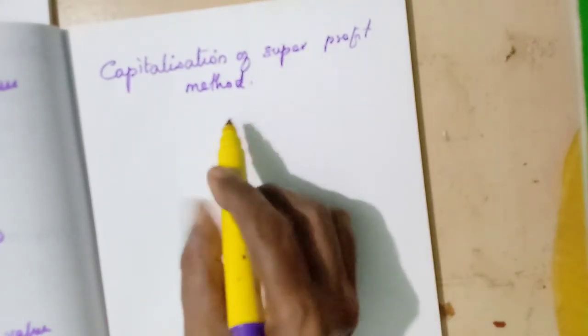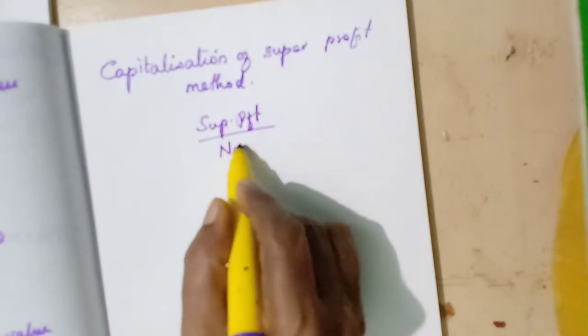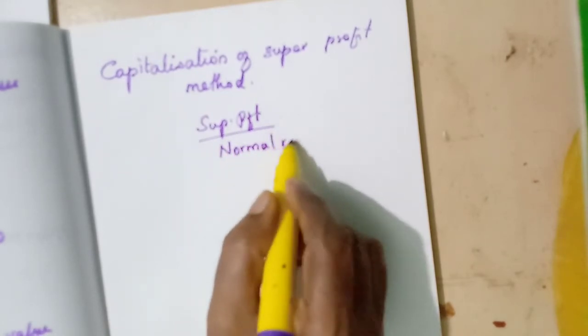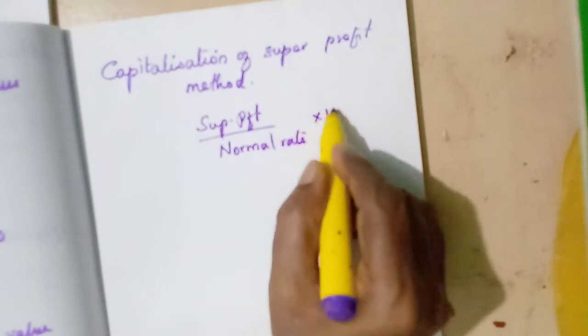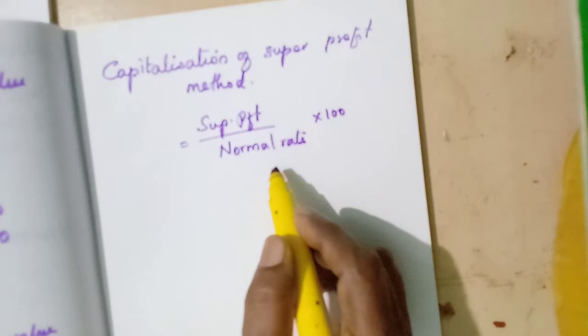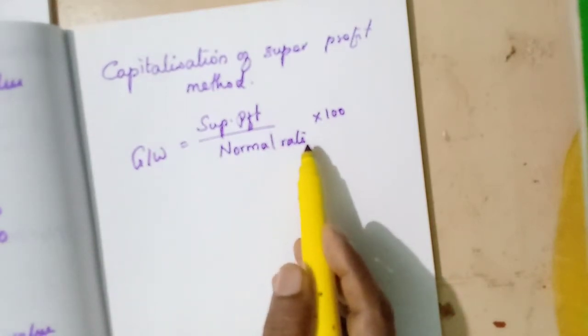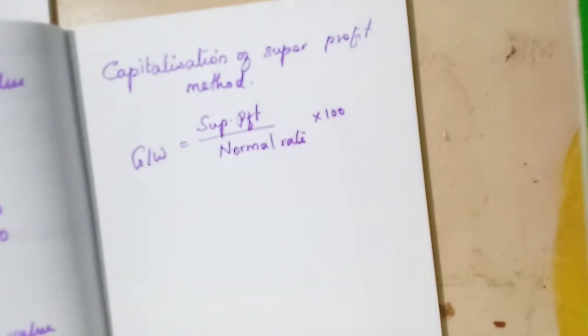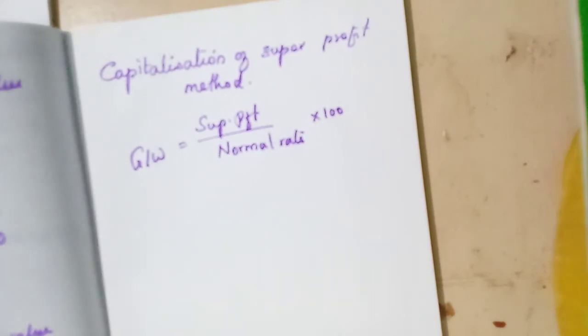Okay, super profit divided by normal rate of return into 100. We will get the capitalization of super profit. That is called the goodwill. They will give the normal rate of return, then we will calculate the super profit into 100. This is what we are going to learn. The next illustration we will see.